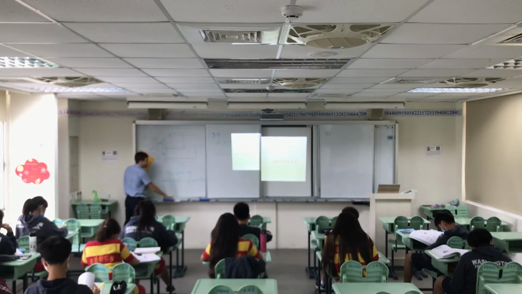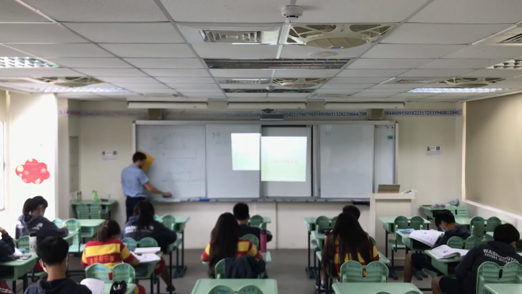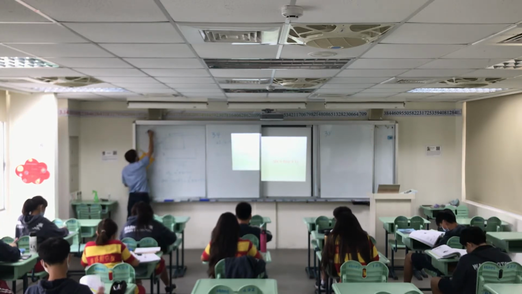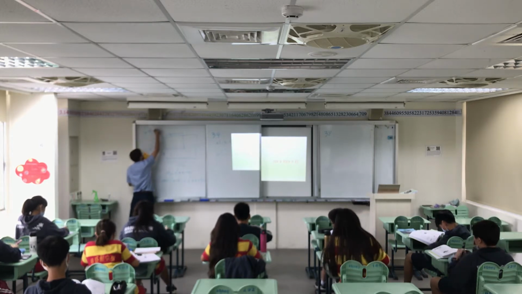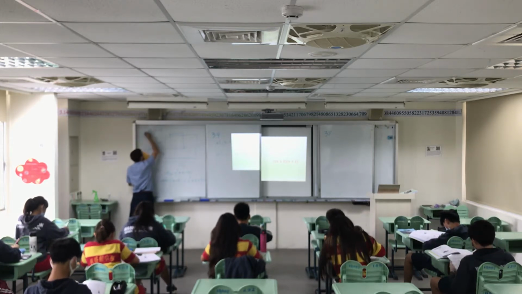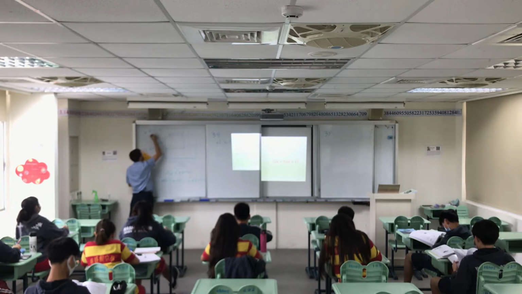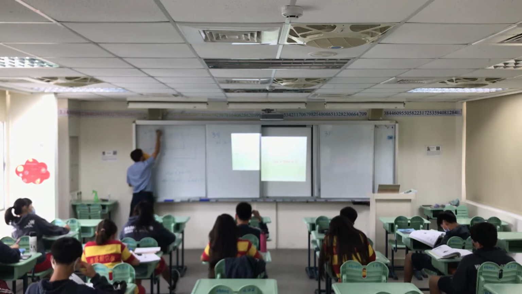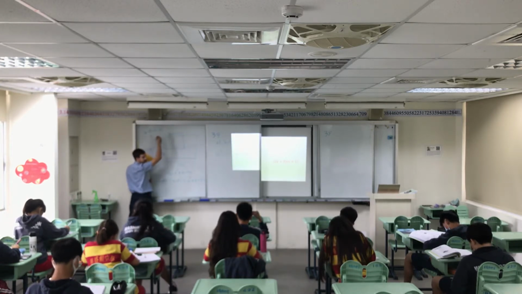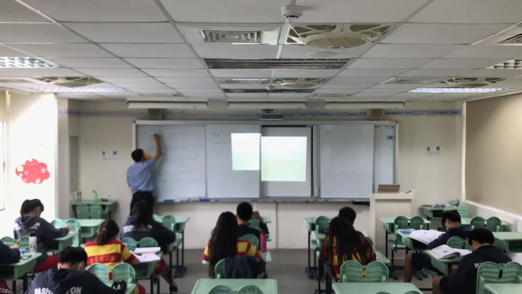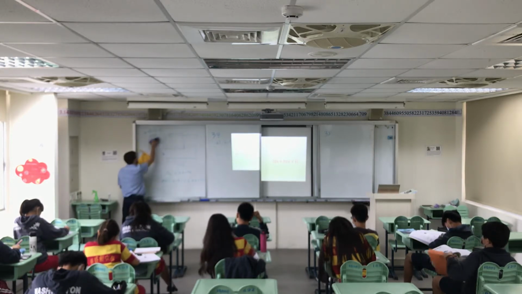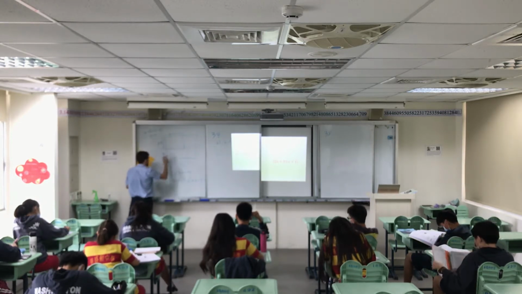Right, x minus 5 minus x minus 8. Wait, does that make sense? X minus 5 minus x minus 8, x minus x, 0. Negative 5 minus negative 8. Negative 5 plus 8. Oh, okay, 3. That's 3. Okay? So that's actually 3 from here to here.